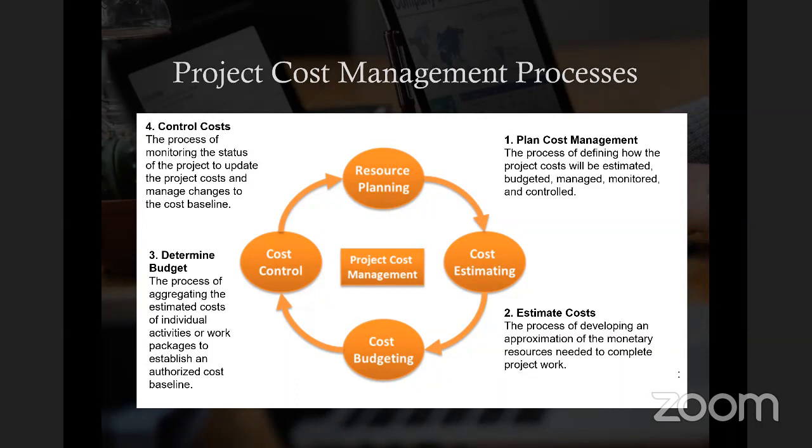While the third process is determining budget, which is the process of aggregating the estimated costs of individual activities or work packages to establish an authorized cost baseline. And then we use that cost baseline to control costs in the fourth process, which is the process of monitoring the status of the project to update the project costs and manage changes to the cost baseline.